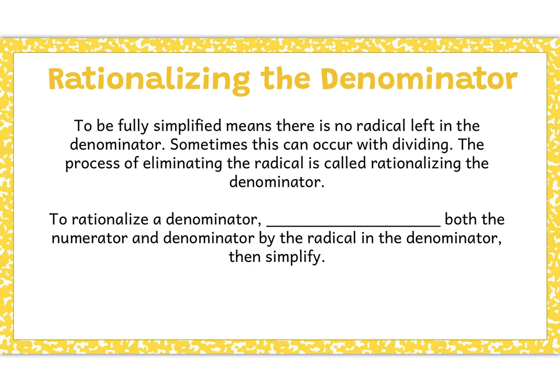Rationalizing the denominator. In order to be fully simplified, that means there is no radical left in the denominator. That is a big no-no in math. We do not like radicals on the bottom of a fraction in the denominator. The process of eliminating the radical is called rationalizing the denominator. To rationalize a denominator, multiply both the numerator and the denominator by the radical in the denominator, then simplify.